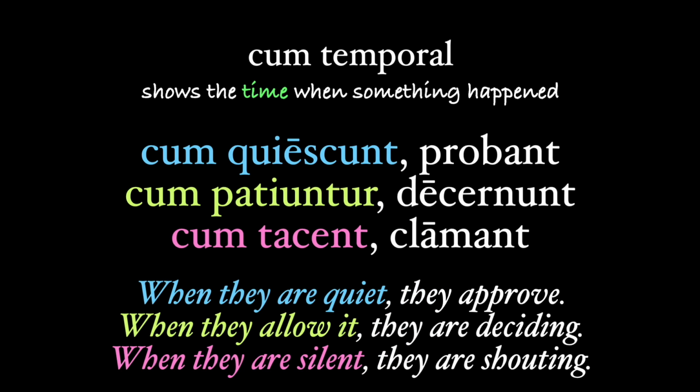And then there's this famous threefold example from Cicero's In Catilinam: cum quiescunt probant, cum patiuntur decernunt, cum tacent clamant. When they are quiet, they approve. When they allow it, they are deciding. When they are silent, they are shouting. The cum clauses here identify an action that is happening at the same time as the main clause actions.